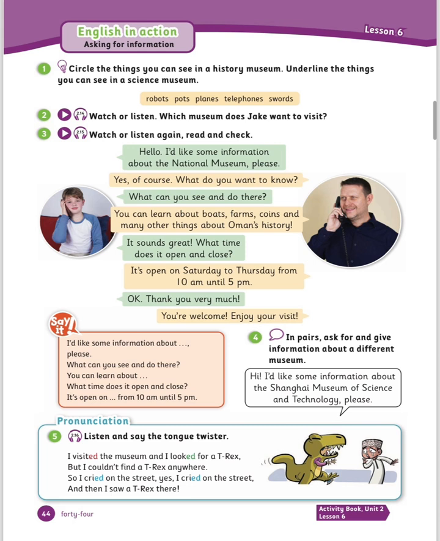Lesson 6. Exercise number 1. Circle the things you can see in a history museum and underline the things you can see in a science museum. Let's see the answers. The things that we can see in a history museum are boats, telephones, swords. The things that we can see in a science museum are robots, planes.